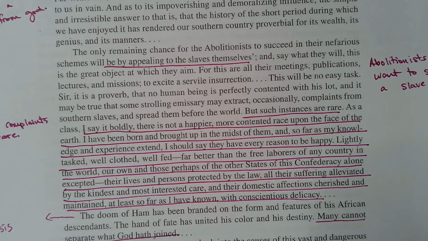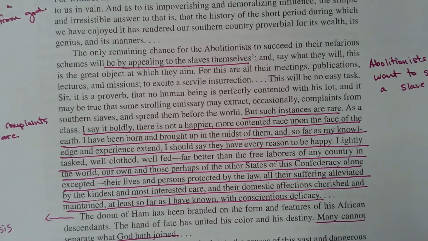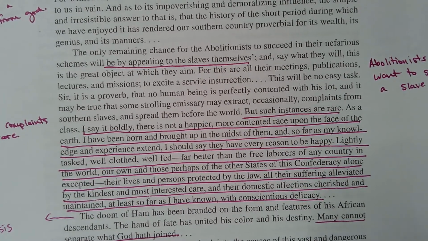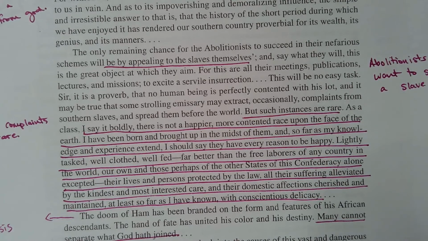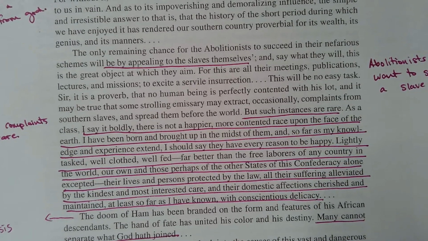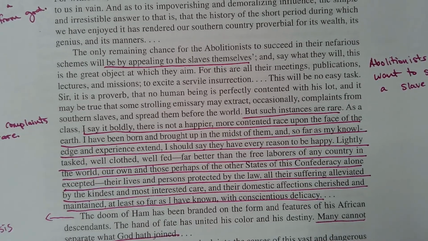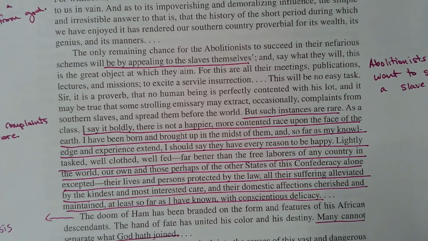Wow. You've seen the back of a slave before. You know how they were whipped. You know how they were hunted. You know how they were physically abused, starved, raped. All of that violence. And Hammond says, well, none of that's true because I've never seen it. He's a liar. I bet he saw it.